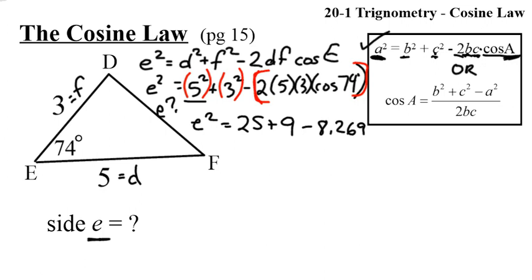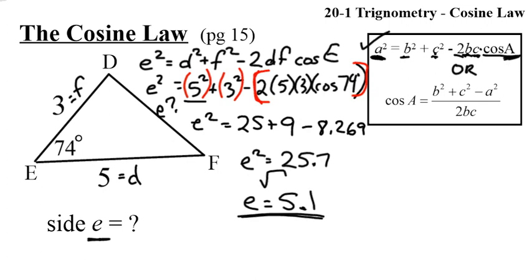8.269. 3 decimal places is acceptable. At that point, E squared is equal to 25.7. However, we want E to be by itself. Make sure you square root. And E has a length of 5.1. I mean, the cosine law is that easy. It's the labeling that can really cause grief at times.